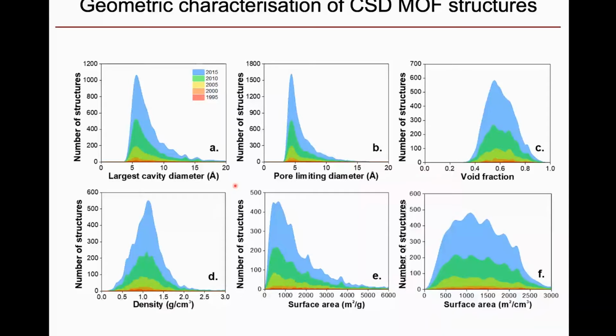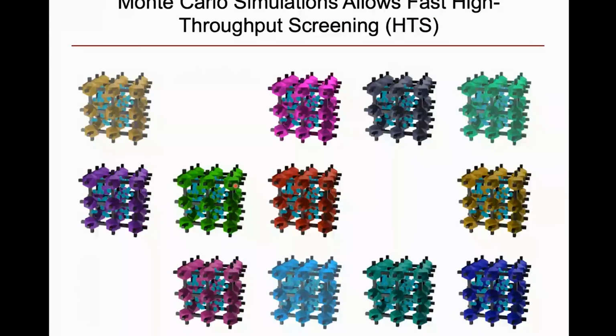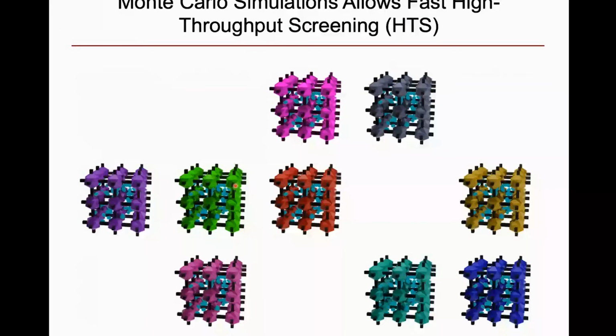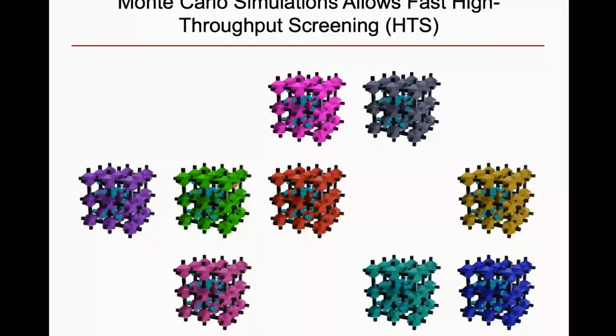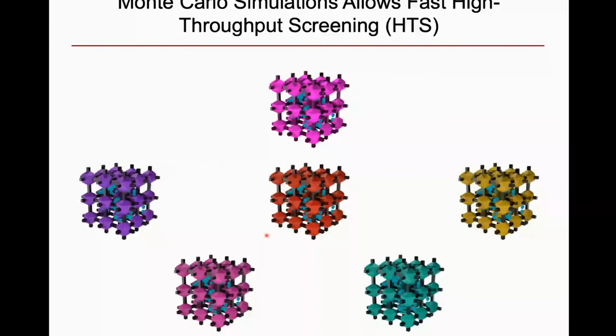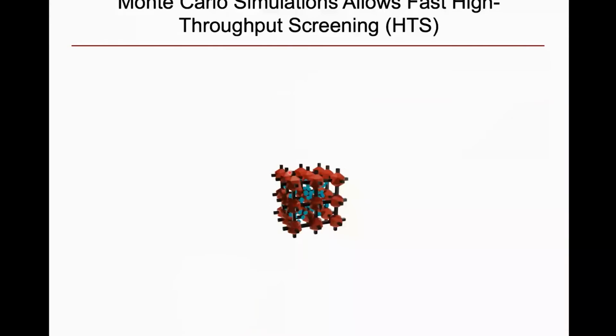Okay, so now we have the database ready. We have calculated the geometric properties of each and every MOF material. We can actually go ahead and run high throughput GCMC simulations of adsorption to identify those materials that are promising for specific gas adsorption or separation applications. So this is what this cartoon was showing here.